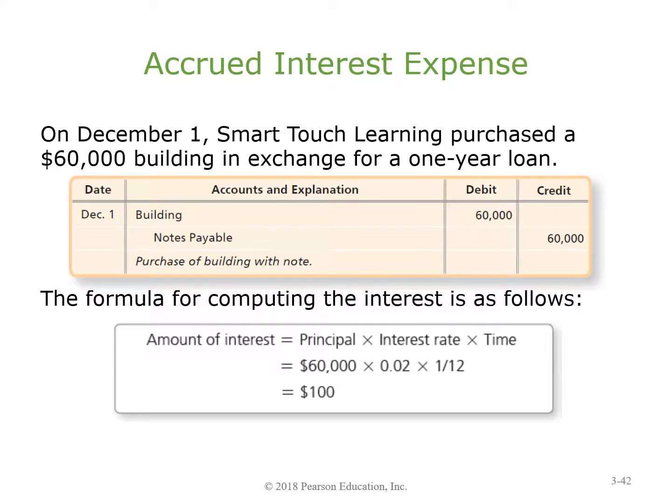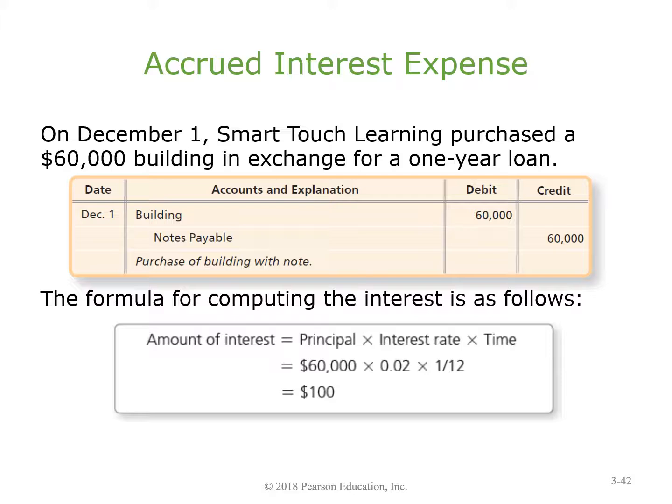Interest expense would work the same way. We purchased a $60,000 building in exchange for a 1-year loan on December 1st. So on the day that we buy the building, we debit building and credit notes payable for $60,000. To compute the interest, we say principal times interest rate times time. So that would be 60,000 times 2% times 1/12 because we're only going to get 1 month of interest.